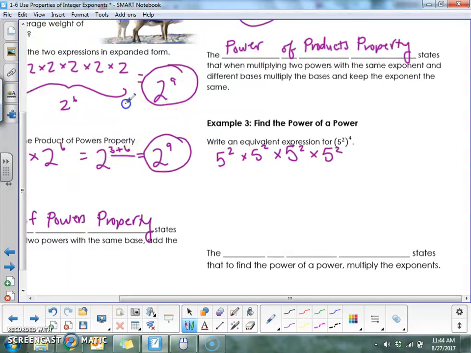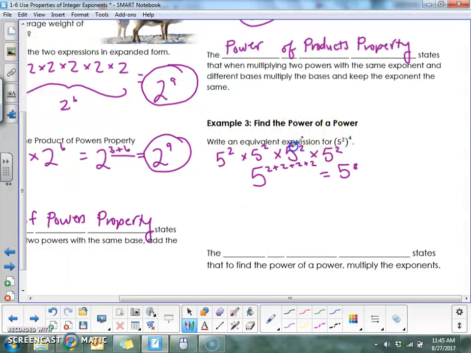And if you remember in our first rule that whenever you have the same bases, you can add the exponents, that same rule applies here. So I could do 5 to the 2 plus 2 plus 2 plus 2 power, which is 5 to the 8th. That's kind of the long way to do it.